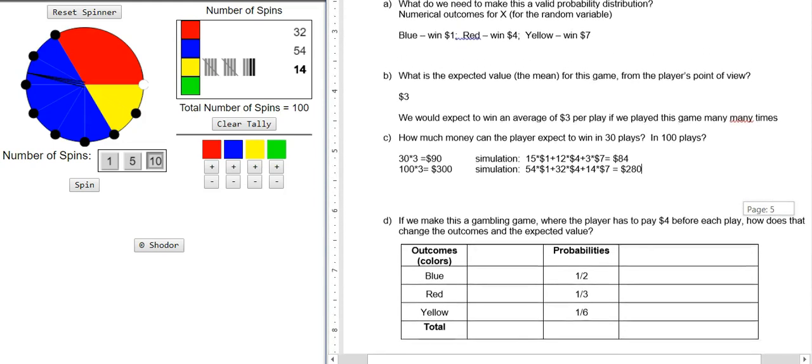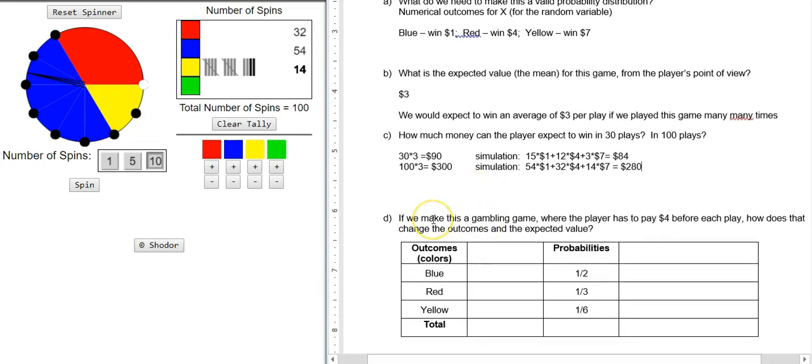Now let's do one more variation of this. If we make this into an actual gambling game where we could lose money, one way to do that is to make the player pay $4 before each play. Let's look at how that would change our outcomes and our expected value.